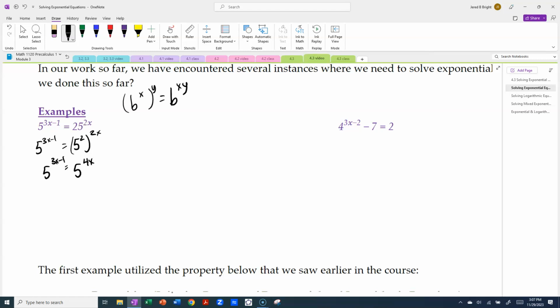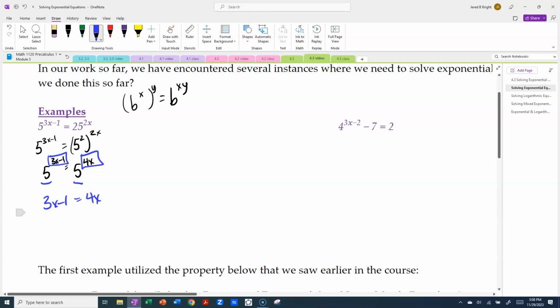Now I have the same bases, so I apply the injective property of exponential functions and say that the exponents must be equal. I come down to the next line and say 3x minus 1 is equal to 4x, and then subtract 3x from both sides. I get negative 1 is equal to x, and that would be my answer.